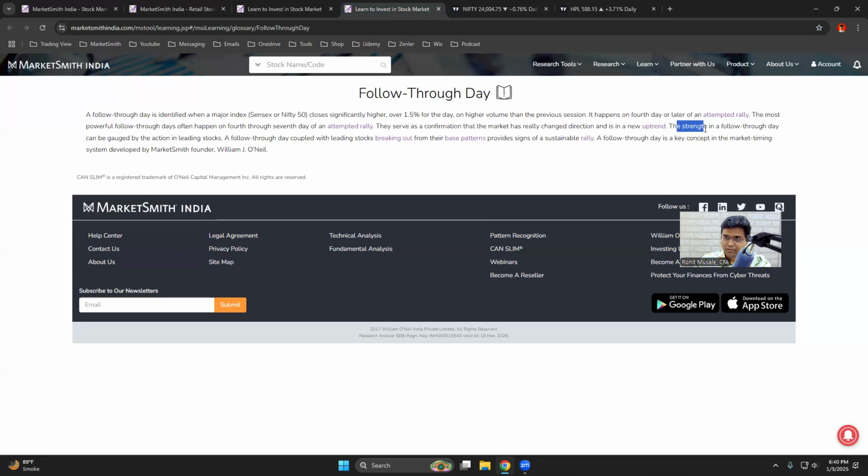The strength, see, now they talk about strength. The strength in a follow through day can be gauged by action in leading stocks. This is exactly what I discussed with you right now. You have to gauge the strength of this rally by looking at leading stocks. What were the leading stocks in the recent past? Dixon, Keynes, Time Technoplast, Zomato, Polymedicure. These are the stocks that I bought recently and sold as well, within 2-3 weeks. These were the leading stocks.